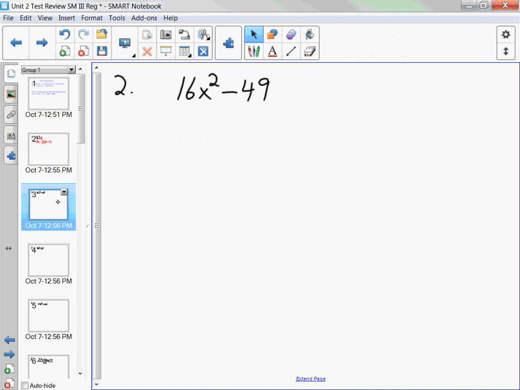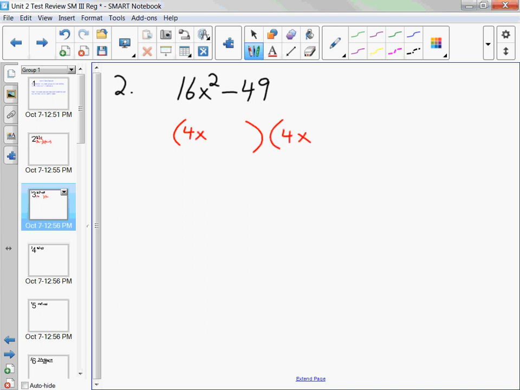Problem number 2. This one also is a difference of 2 squares. The square root of 16x squared is 4x. So that's the first number in each binomial. The square root of 49 is 7. So that's the last number in each binomial. And it's a difference. So one of these is negative and one of these is positive. So 4x minus 7 times 4x plus 7.